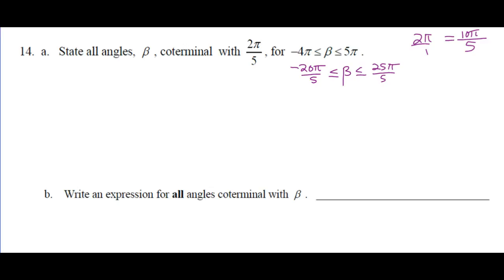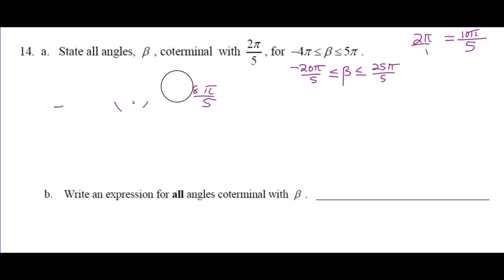So when you write your domain restriction in fifths, it makes it a lot easier because you know when to stop. You're not constantly having to say, how does that compare to negative 4 pi? Because we know what negative 4 pi is. So what are we going to write here? 2 pi over 5 minus 2 10 pi over 5s is negative 18 pi over 5.